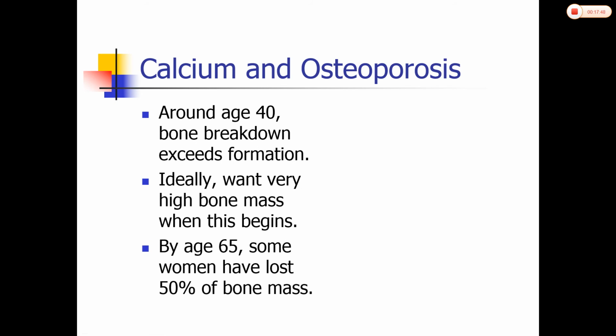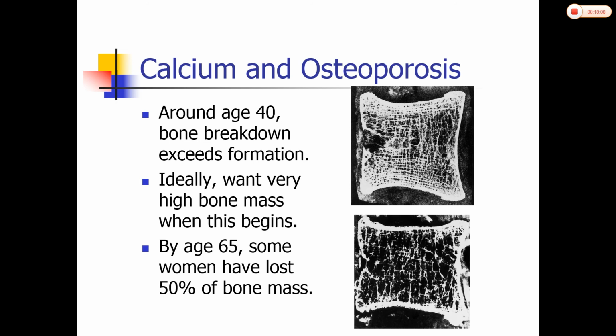So at the age of 40, there is a bone breakdown of the calcium starting, and then the formation of the new bones. So ideally, we want a very high bone mass when this begins. At the age of 50, almost 50% of the bone mass is degraded. You can see this picture. This is a healthy bone mass in the early 30s to 40 years, and this is around 65 years. About 50% of this bone mass is lost.